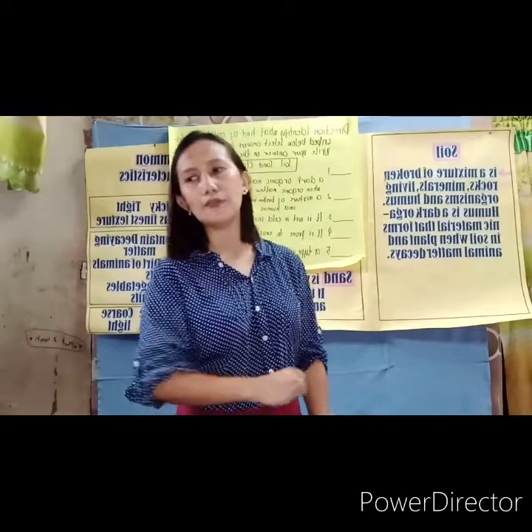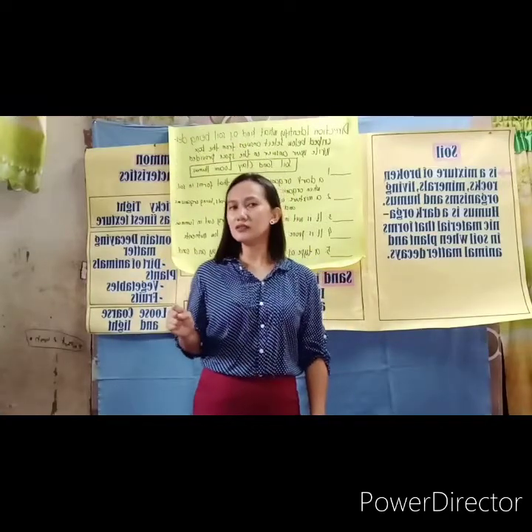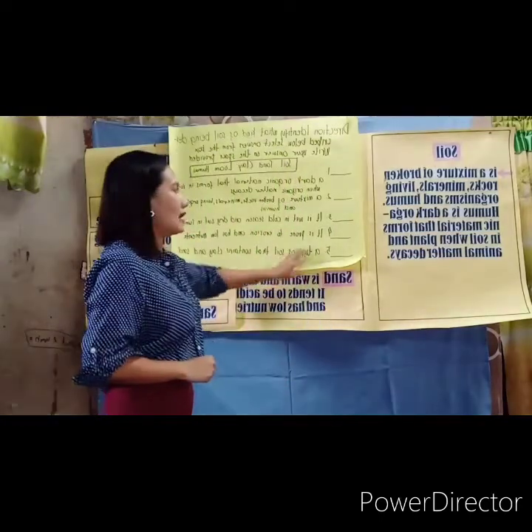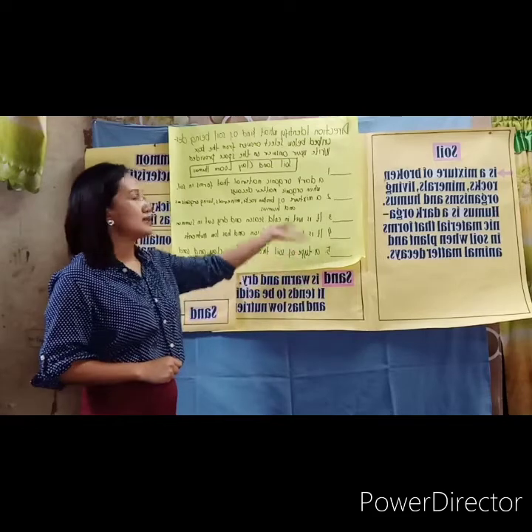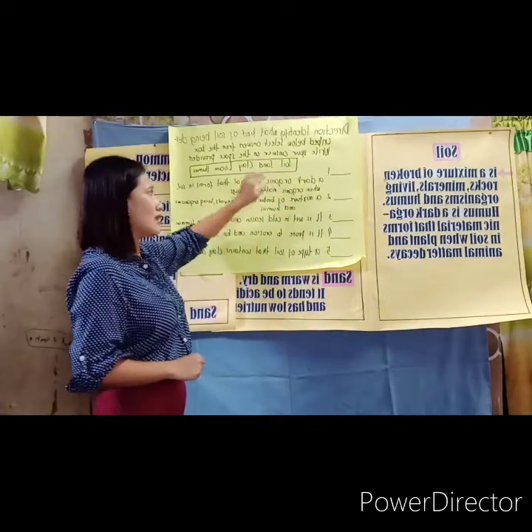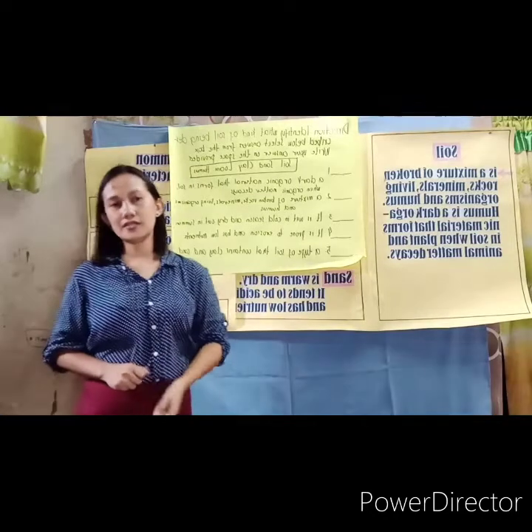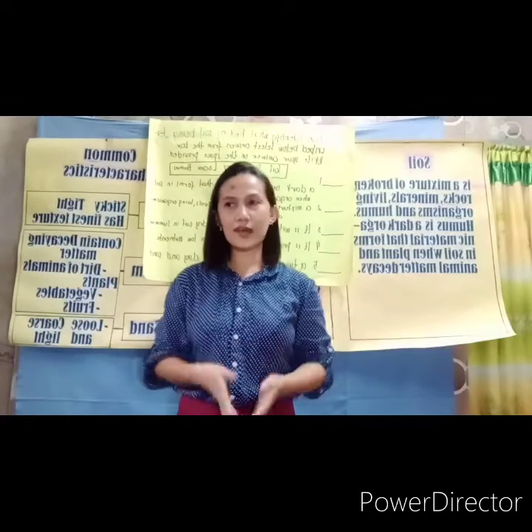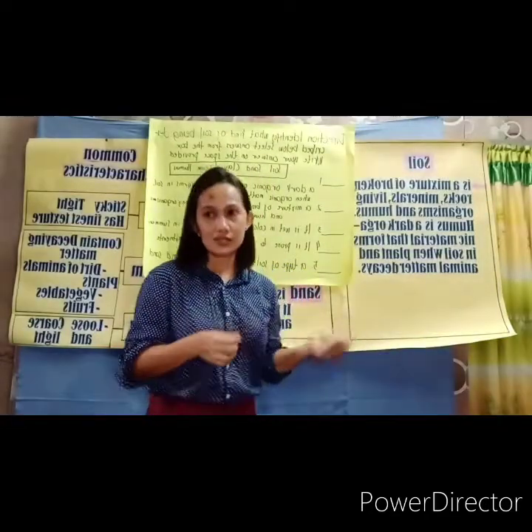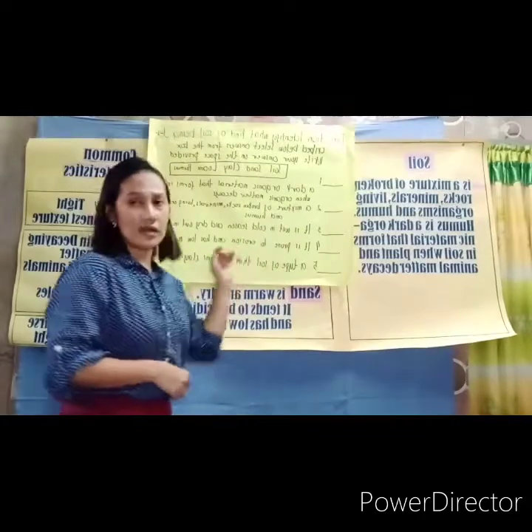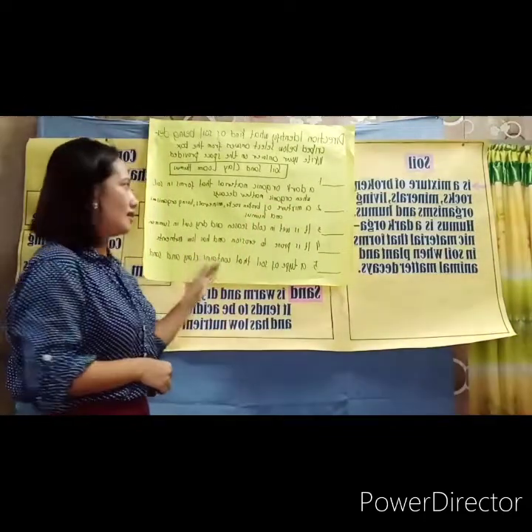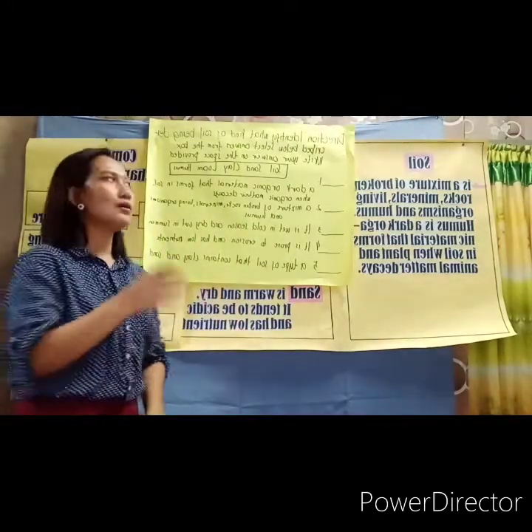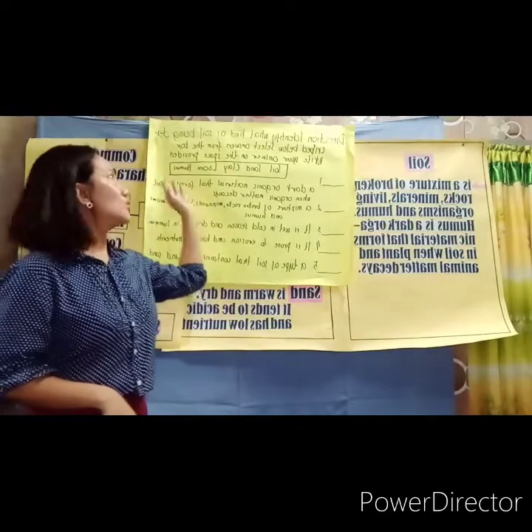Now, prepare yourselves because we will have a short quiz. Answer the 5 questions. You will select the answers here in the box. You may start now. Are you done, class? Let's check. What is the answer to number 1? A dark organic material that forms in soil when organic matter decays. Very good. It is humus.